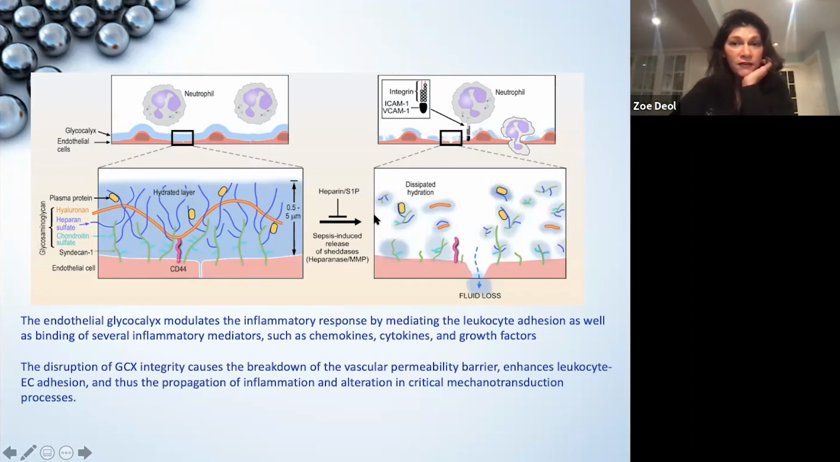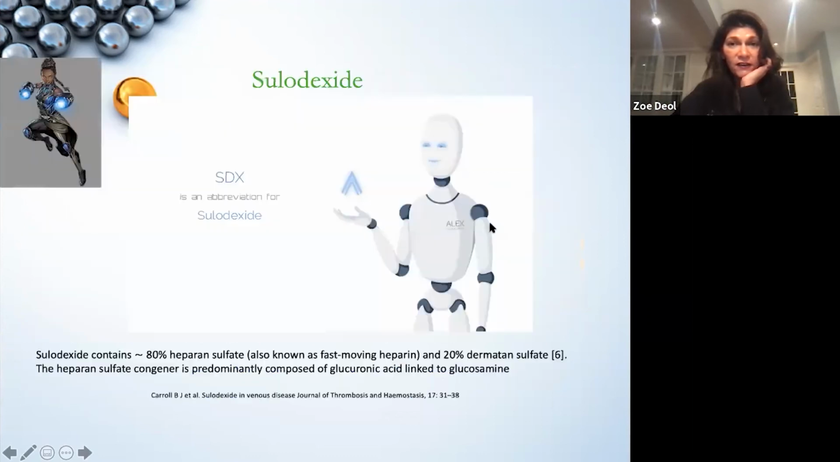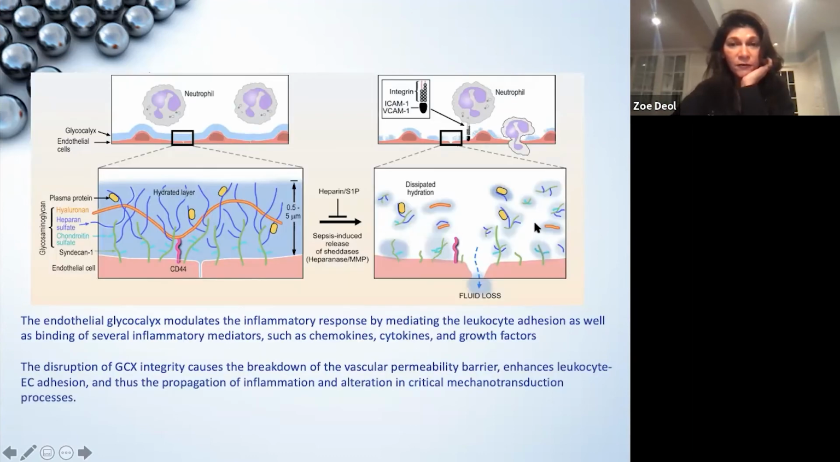So in a situation where you have a breakdown or a degradation of the glycocalyx, such as in a venous wound or diabetes, you will see that the signals get crossed and there's fluid loss, there's inflammation, and you do not get the cell signals appropriately transmitting.